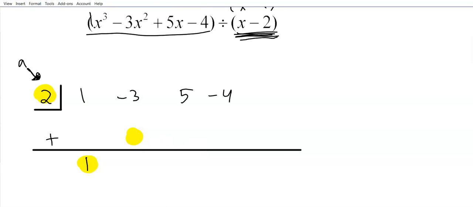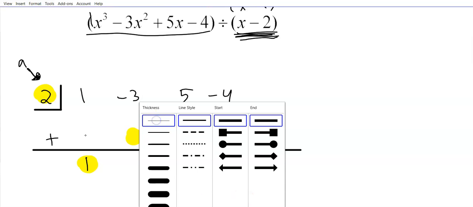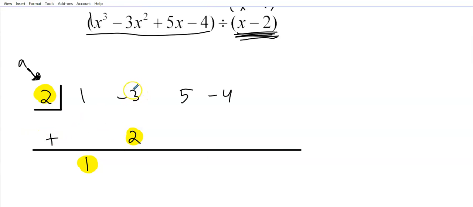So this will make sense in a second when you see a few iterations of this. So 2 times 1 is 2. Remember, we're adding now. So -3 plus 2 is -1. Now we take this term times this term and put it here. You'll see this pattern. It'll make sense in a second here.